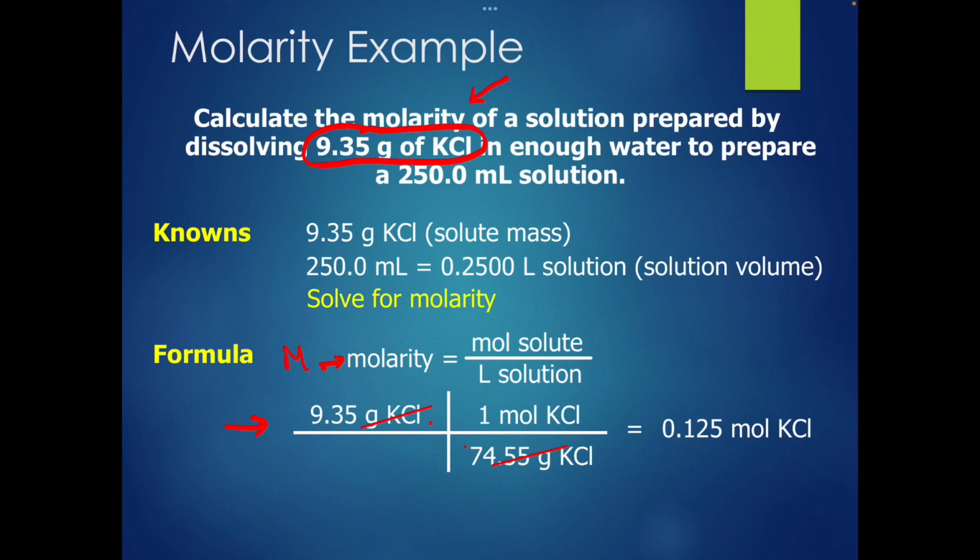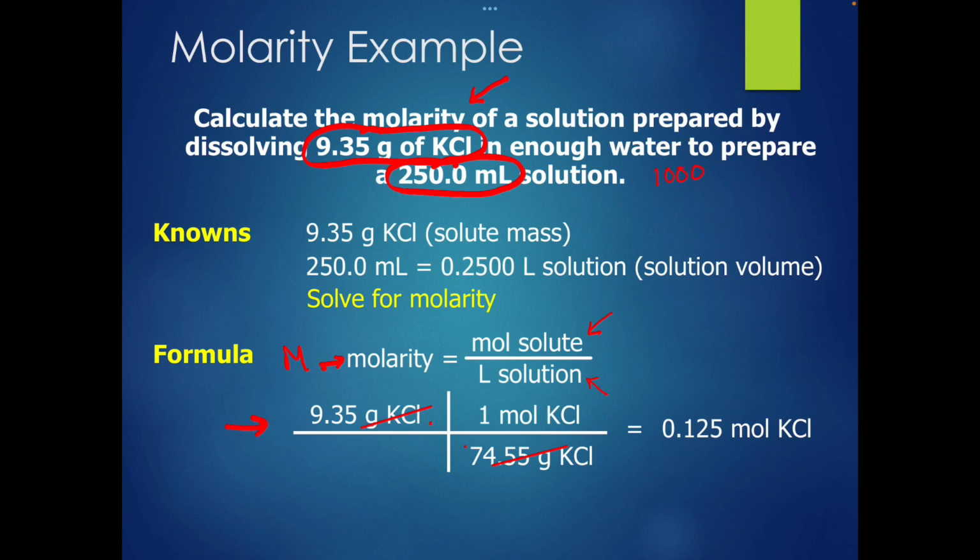We're just going to take our grams divided by the molar mass, get our moles. So that takes care of moles of our solute. We also need to have liters of our solution. They gave us milliliters of our solution, but we know how to convert milliliters to liters.